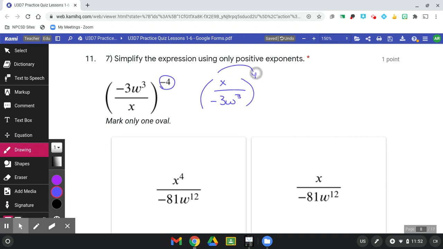Now I'm going to bring this to everything, remember, and I get x to the 4th on top, -3 in parentheses to the 4th power would be a positive 81. All right, and then w to the 3rd to the 4th, power to a power you multiply, so we would get w to the 12th, and then that would be our answer.